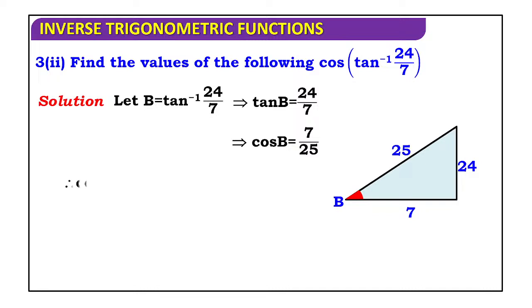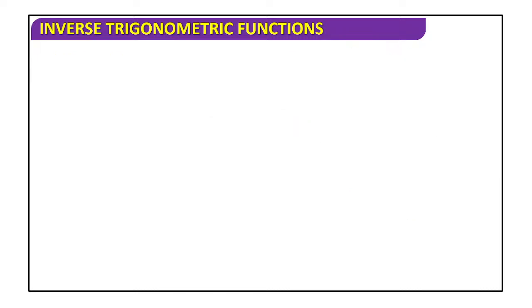I will convert this into cos. It becomes 7/25. Correct? So answer is what? How many of you got 7/25? That's it, easy. 24 you will not get, because what is the formula of cos B? Yes, come on.